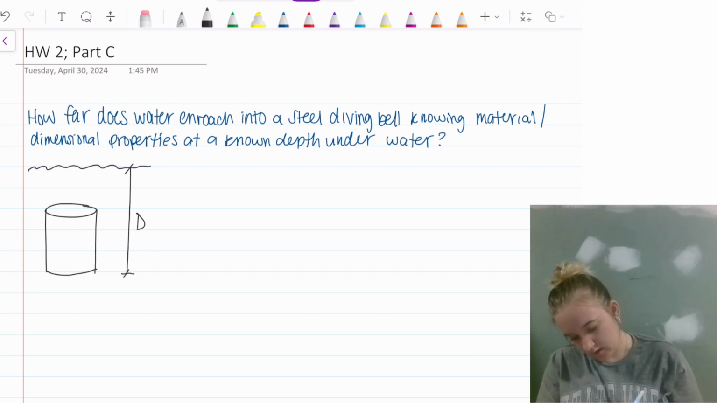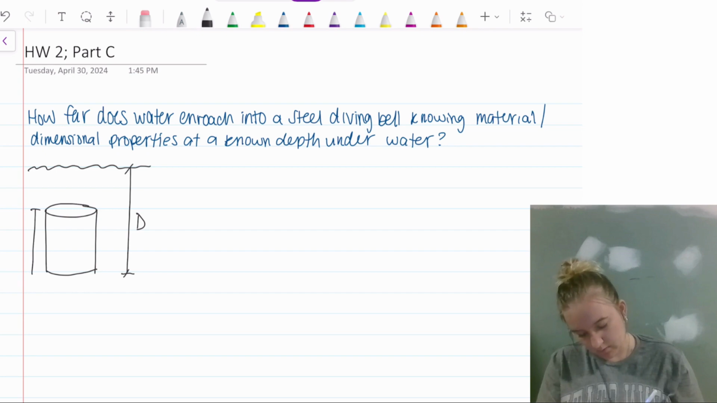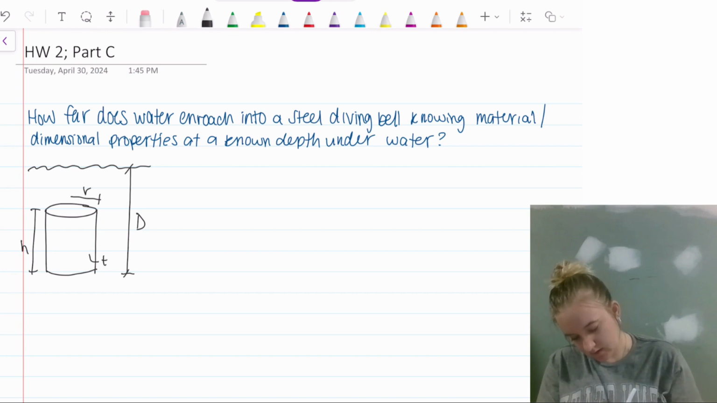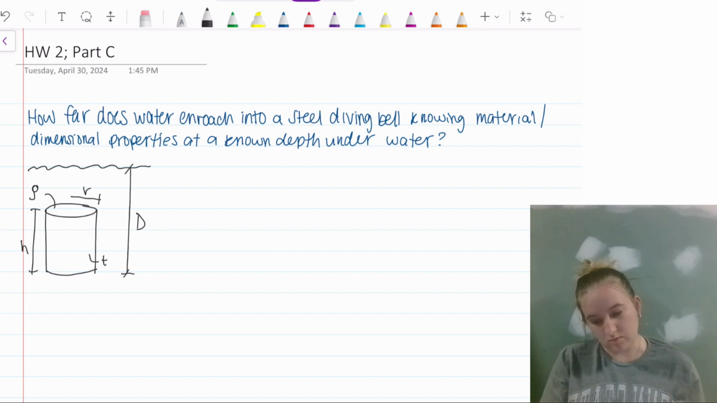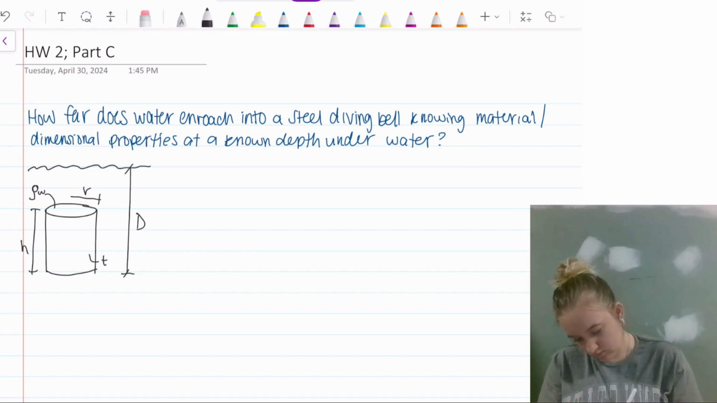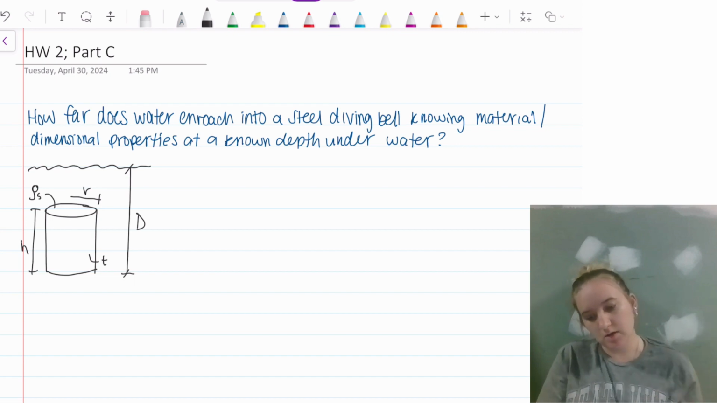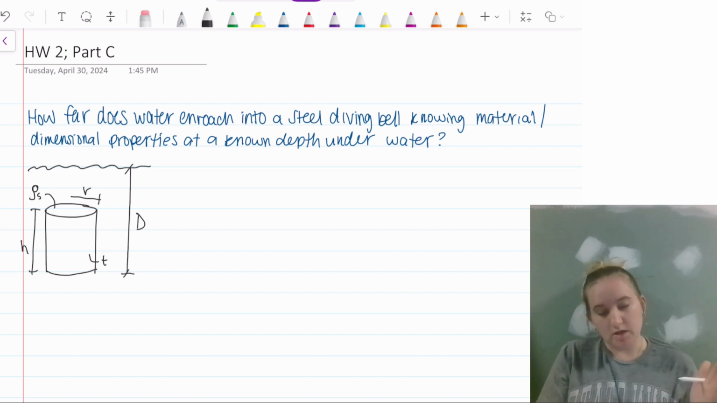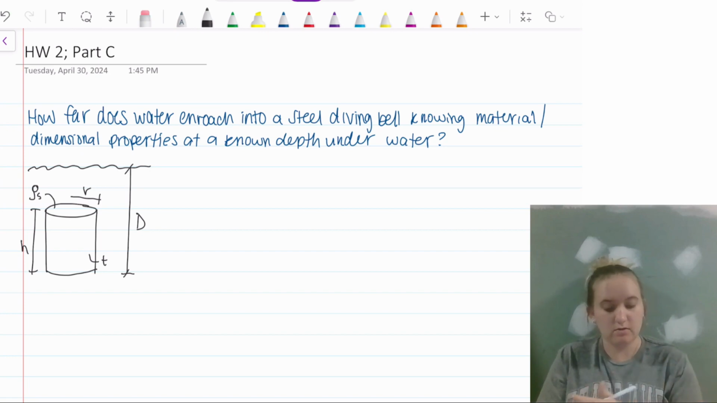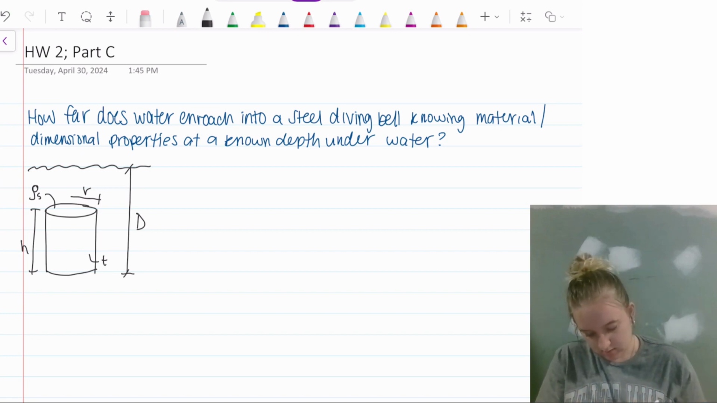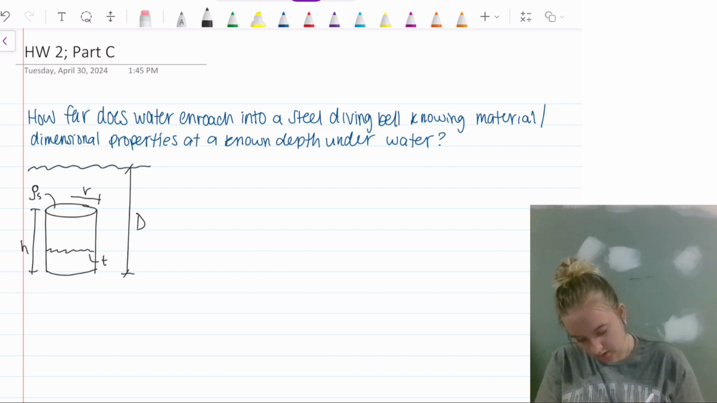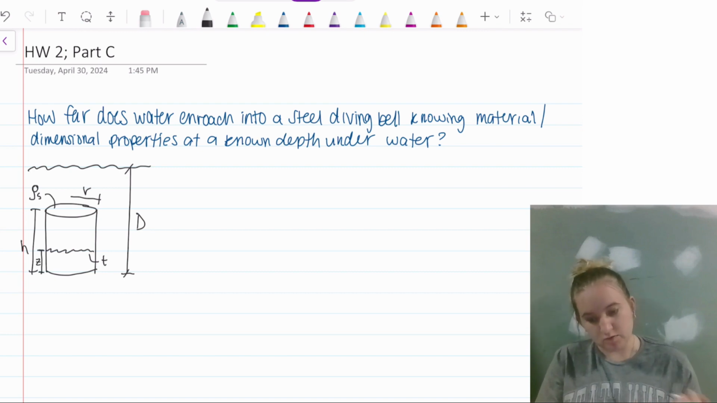So we have the height of our diving bell, we have the radius, we have a thickness, which is T, and we have a density, which is rho S, a density of steel. There will also be water within the bell, so that'll be like this little bit here, and then we'll call that Z, which is what we're solving for.